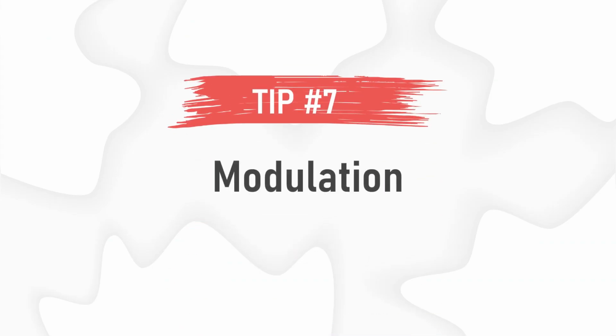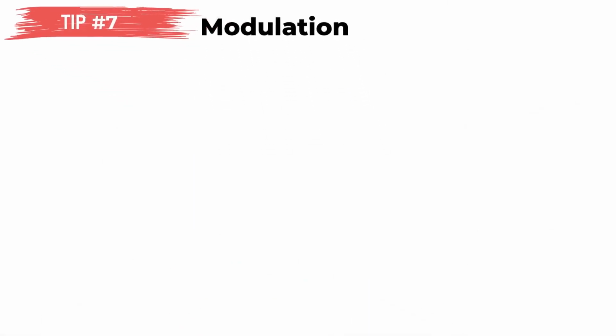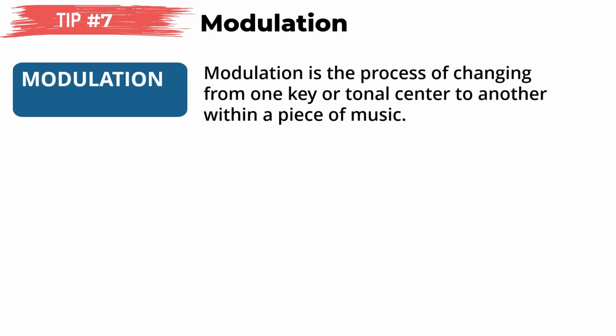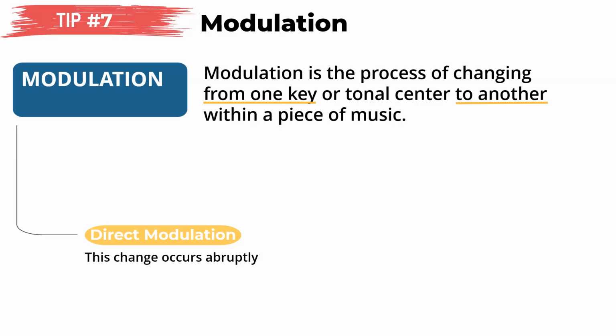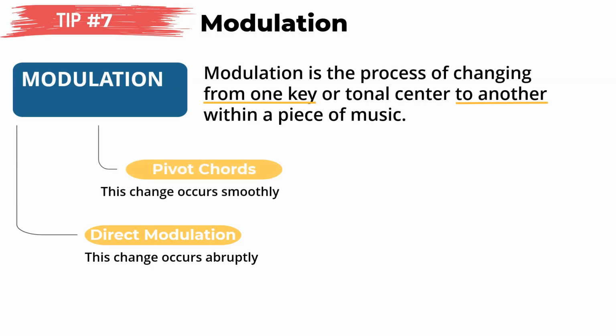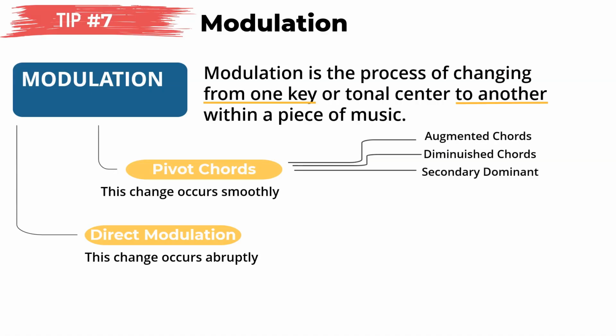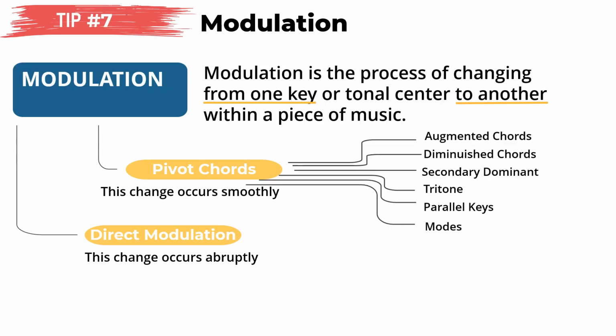As we have seen, everything is based on a tonal center. Modulation is the process of changing from one key or tonal center to another within a piece of music. This change can occur abruptly, direct modulation, or smoothly with a pivot chord, using augmented chords, diminished chords, secondary dominants, tritones, or using parallel keys or modes. This is a fundamental technique used to create variety, contrast, and emotional depth in music composition.